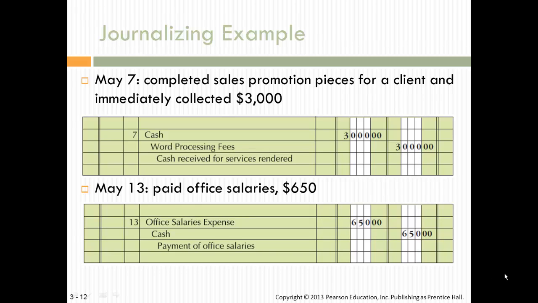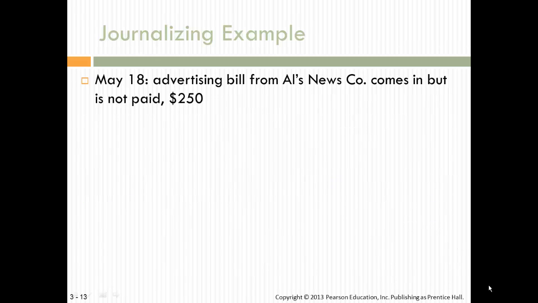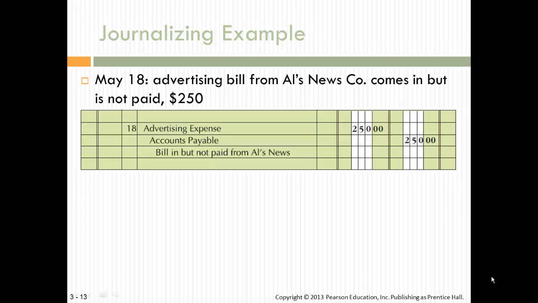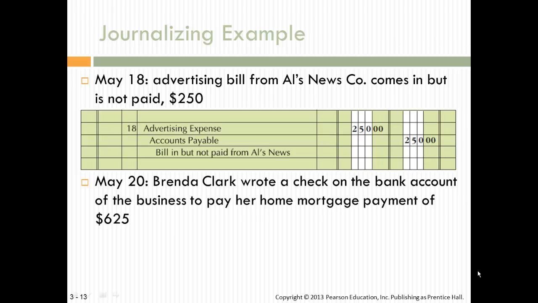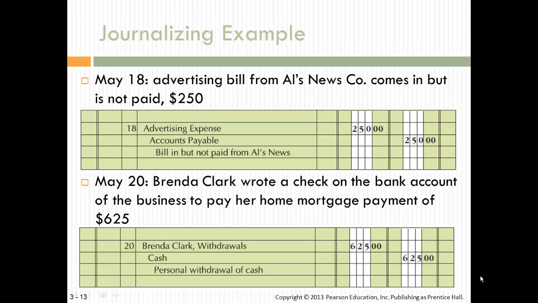Then you paid office salary expense. So you have cash and you paid some salary expense. Then you had an advertising bill, which hadn't yet been paid. So you put the debit in advertising expense and the credit in accounts payable at the time that the expense was incurred, even though you don't pay it. This is also accrual accounting. This is GAAP accounting.